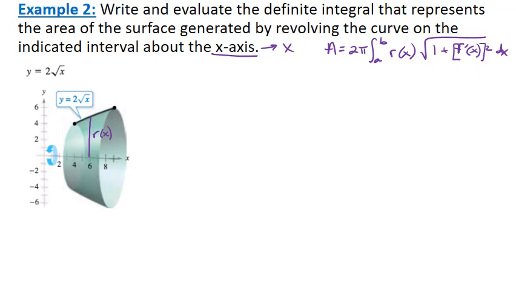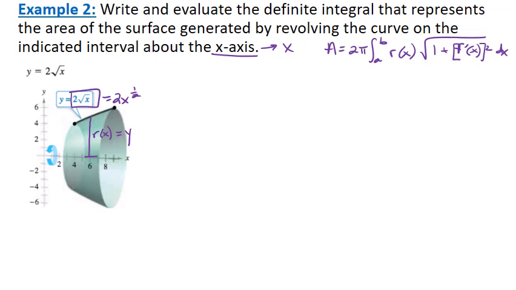Okay, so let's see what we have here. We've already talked about r of x being the distance from the axis of revolution to our curve. So this distance here is r of x. And notice from here to here, this is a y value. If I'm just thinking of the coordinate plane, this is y. And we know that y is 2 root x. So that's helpful. So r of x is 2 root x, or 2 x to the 1/2 power.